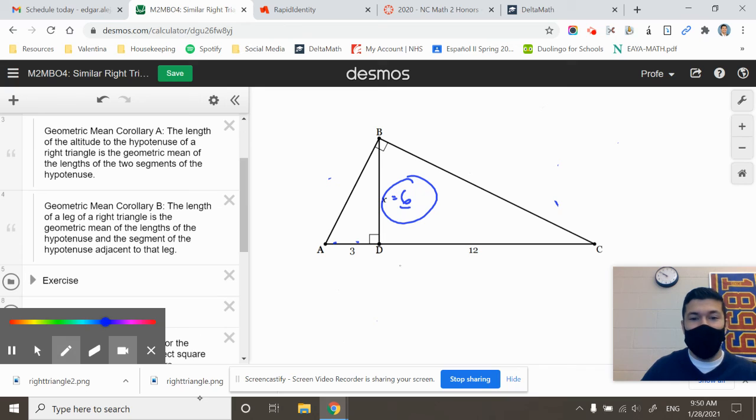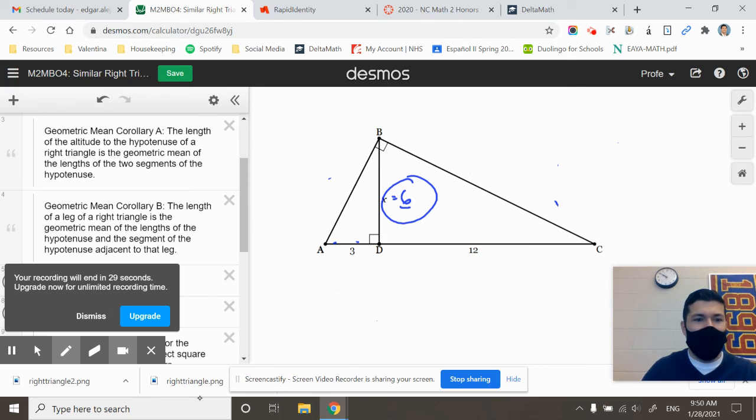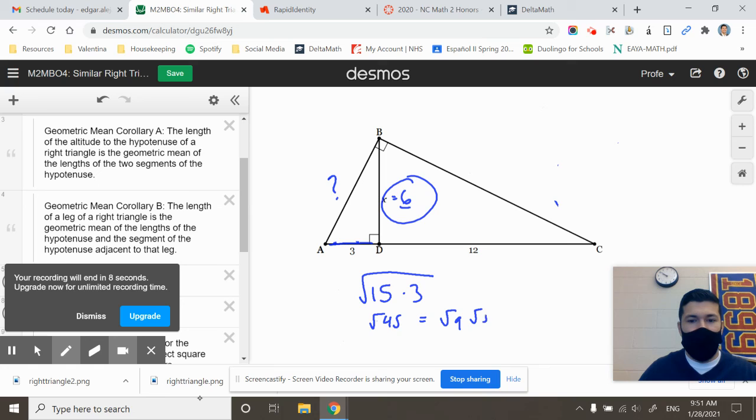There's one more corollary, all sorts of relationships here. It says the length of a leg of a right triangle is the geometric mean of the length of the hypotenuse and the segment adjacent to it. That means that if we want to find this guy, we can just say, well, the hypotenuse measures 15. The segment adjacent to it measures 3. So if I take the geometric mean of that, I get the square root of 45, or the square root of 9 times the square root of 5, or 3 root 5, which I had found a while ago. That works as well. Crazy.